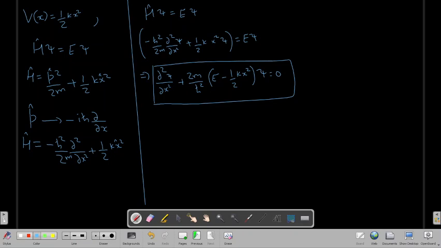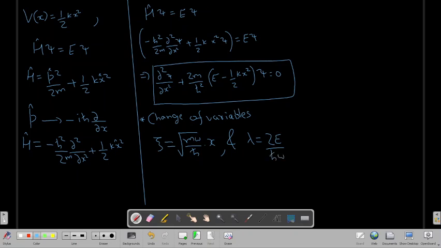Let us do some change of variables here. Let me rescale. Let me introduce a variable xi, which is equal to under root of m omega by h cross into x. And another variable, lambda, which is equal to 2E by h cross omega. So these are the two variables which we are introducing in the problem.